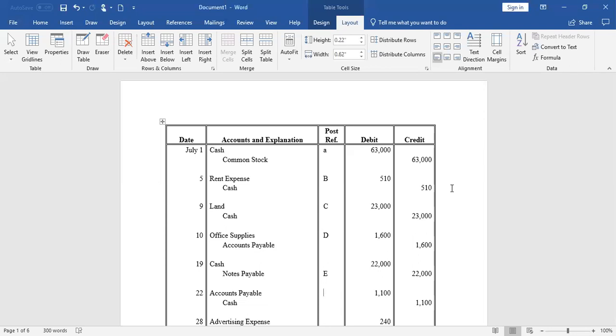July 22nd, the company paid $1,100 on account. He's looking out the window at the other dogs in the neighborhood.